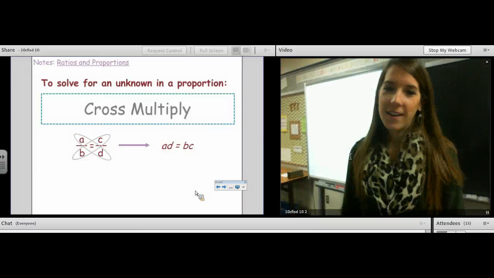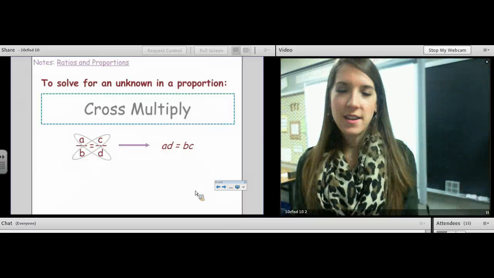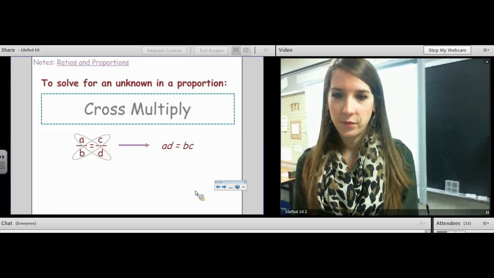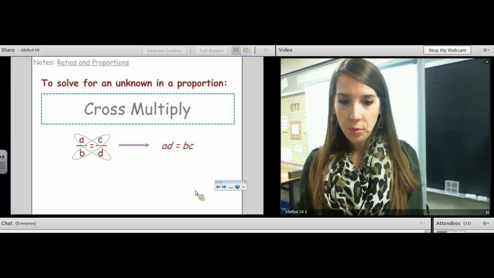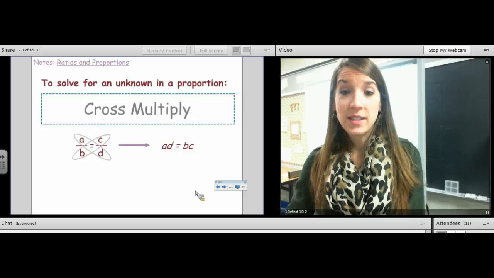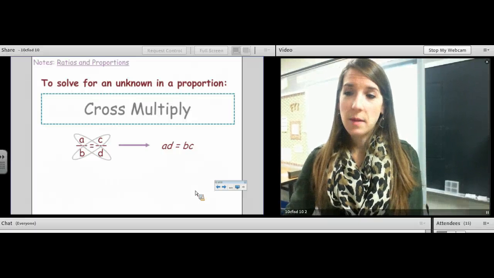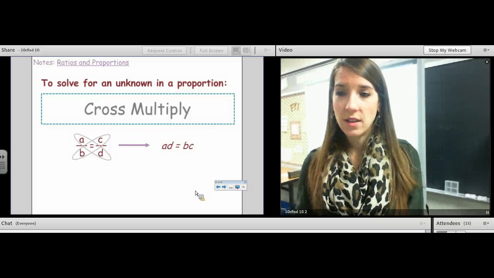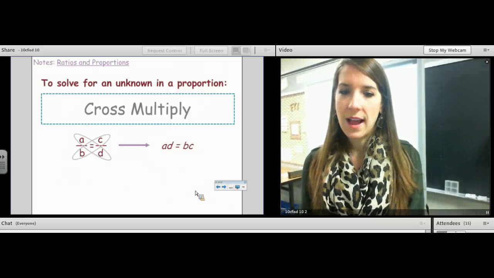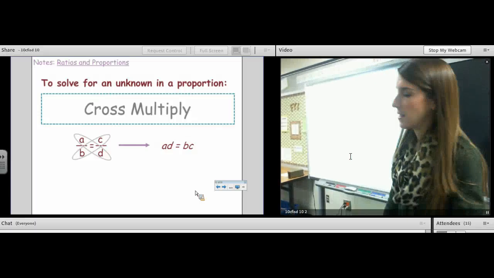So, when we are solving for an unknown, you know this. I know you know this. You cross multiply. So when we have a proportion and one of our values is missing, we're going to cross multiply to find that missing value. Sometimes you can cross multiply and divide if it's real quick, but sometimes you'll need to actually cross multiply and go through solving it that way.